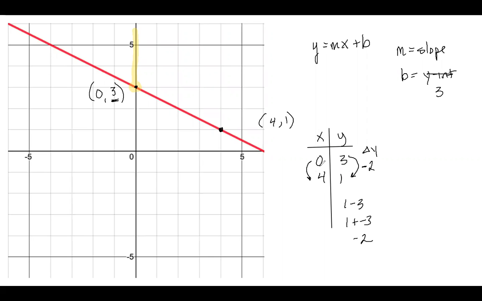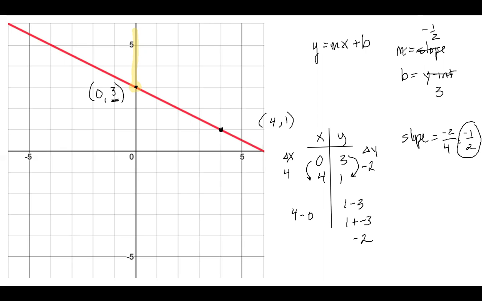For the change in x, from 0 to 4, that's an increase of 4. I can do the math if you want, end minus start, but I think you all know, if I start with nothing and I end up at 4, that's an increase of 4. And to find the slope, I need the change in y, which is negative 2, divided by the change in x, which is 4. And then I'm going to simplify that. And there's the slope, negative 1/2.